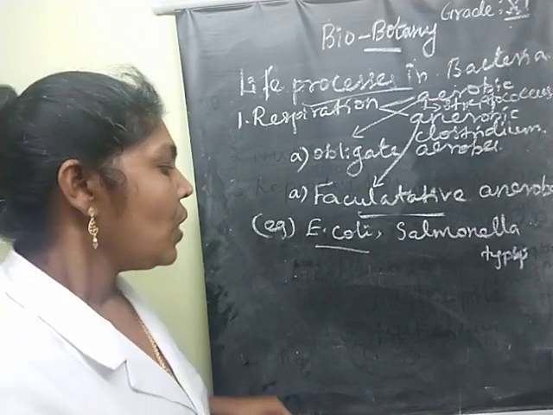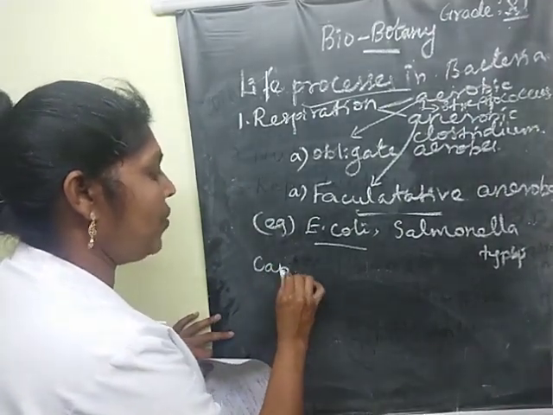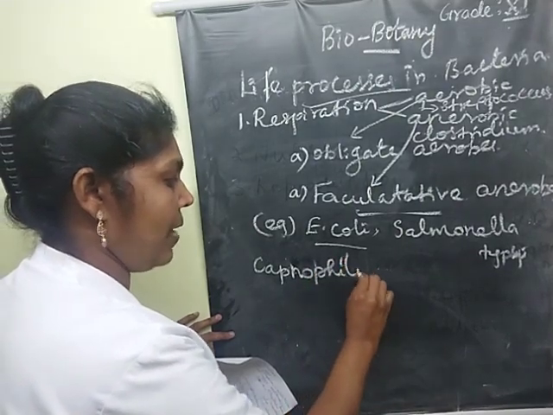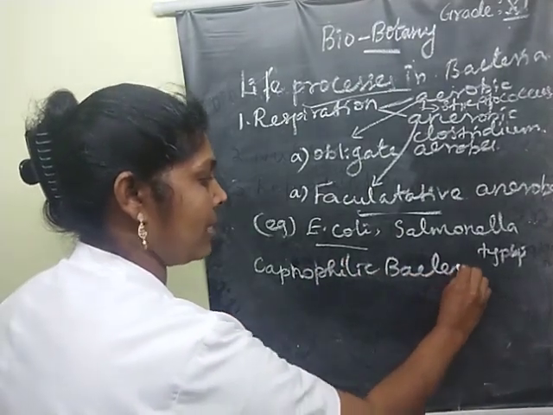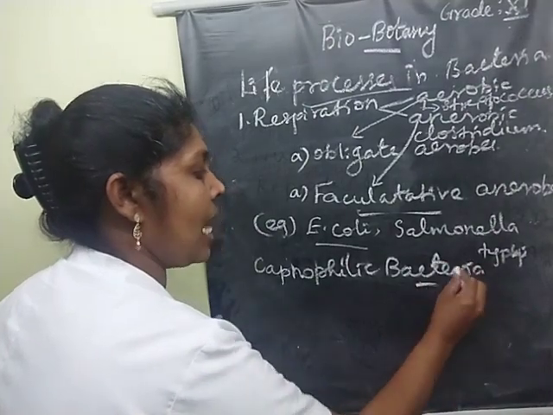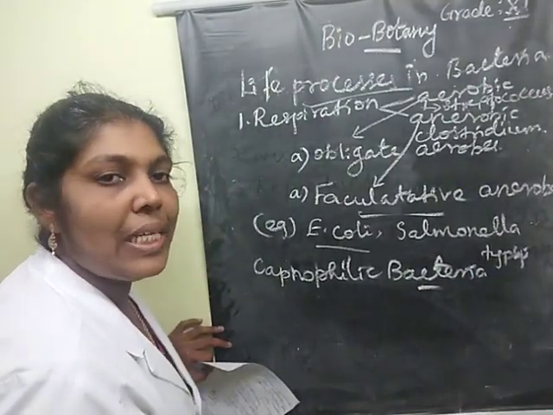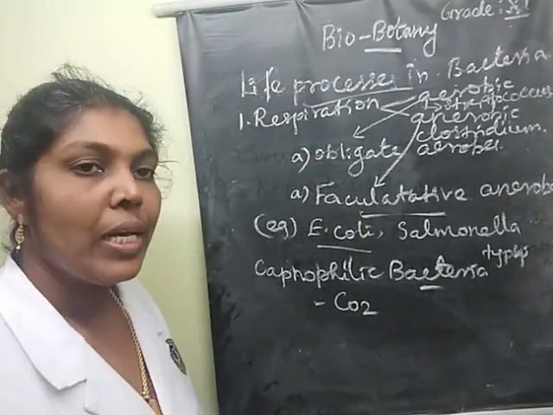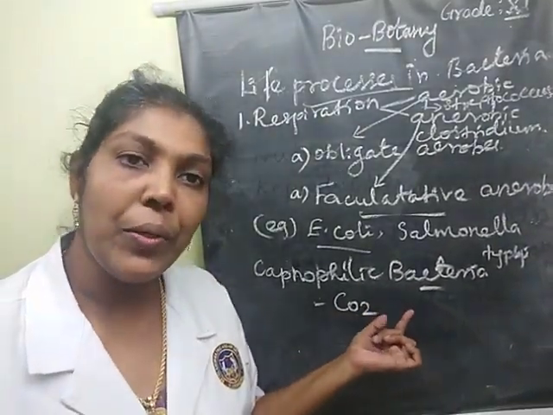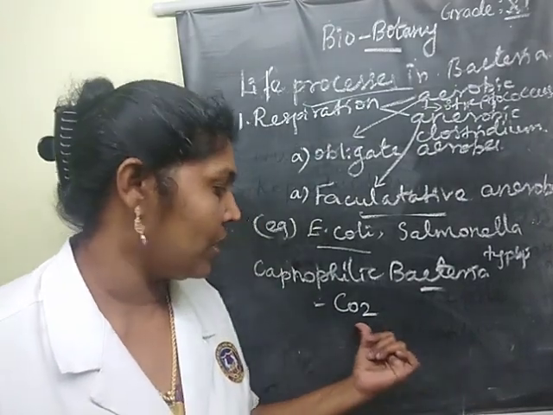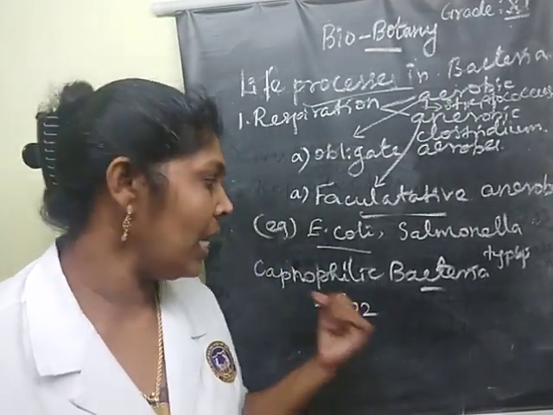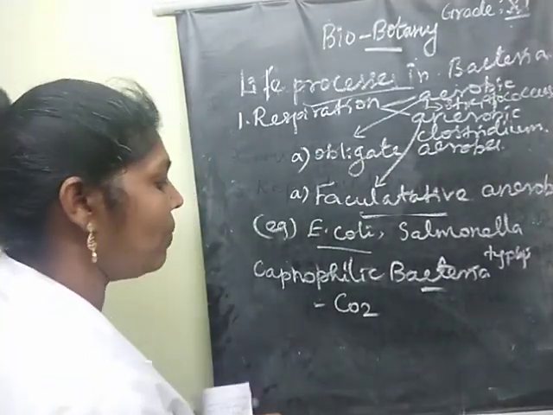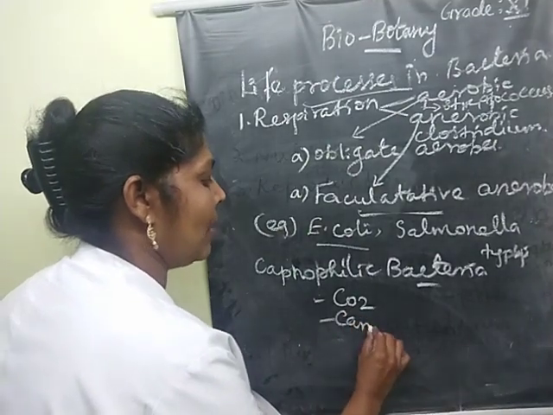The next one is, what do you mean by capnophilic bacteria? In this type of bacterial cell, for their growth and metabolic activities, they require carbon dioxide. This is called capnophilic bacteria. Understood, children? One good example of this species is Campylobacter.